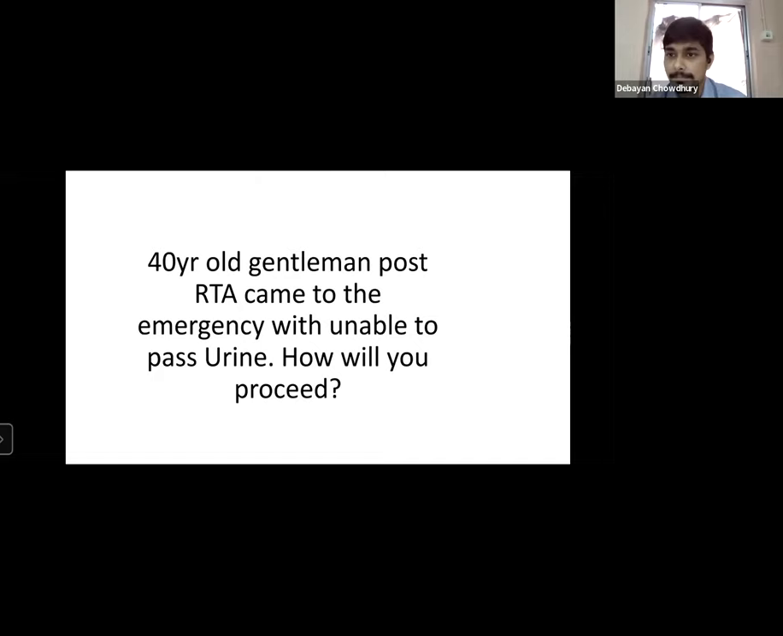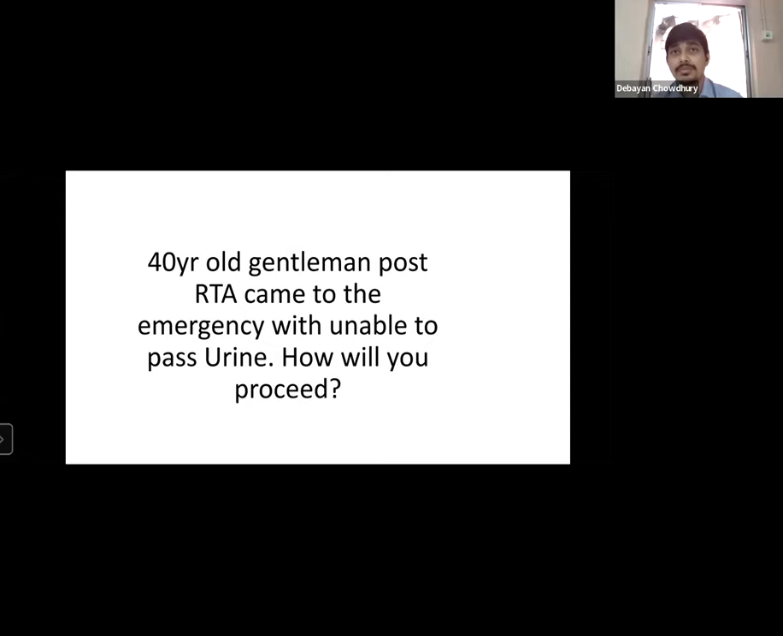Okay, so let's come to a scenario. You have examined the patient; airway, breathing and circulation, everything is stabilized. What are the things when you should suspect that this patient has a pelvic fracture or any associated urethral injuries? The patient may come with blood at the tip of the penis. Then we can suspect there is some urethral injury. The bladder may be palpable in the suprapubic region and it may be tender, and the patient will be unable to pass urine. That will signify it.